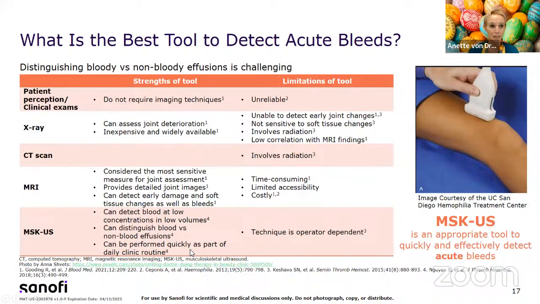And then we have musculoskeletal ultrasound, which really has shown to be able to detect blood at low concentrations and at low volumes. Volumes meaning just a little bit above normal joint fluid volume. It can distinguish bloody versus non-bloody effusions relatively easily, and it is very quick, on the order of minutes, and can be done in clinic. Of course, the technique is operator dependent, and your physicians or physical therapists or whoever is at the center needs to have some training to perform this.